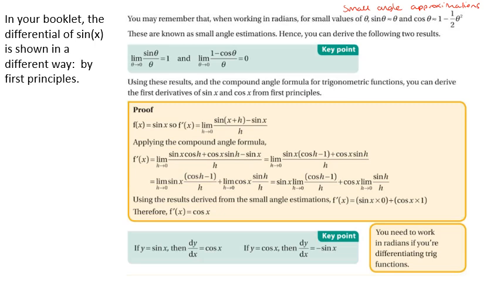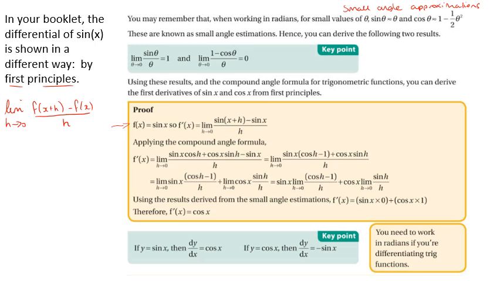Right, so let's have a look now at this proof. Starting here, f of x equals sine x, and we want to differentiate it. When we're using differentiation from first principles, the formula that we start with is the limit as h tends to 0 of f of x plus h minus f of x, all over h. That's the first principles formula that you learned at AS. If we apply it to this function, we'll have sine of x plus h minus sine of x all over h. That's going to be our starting point.